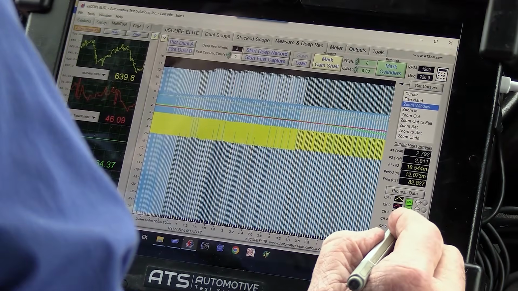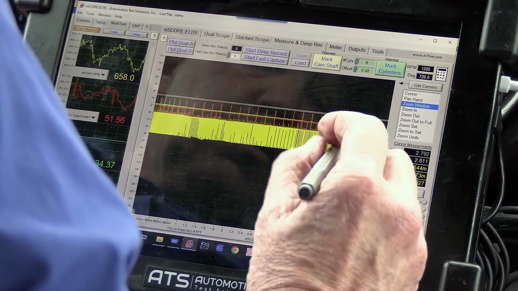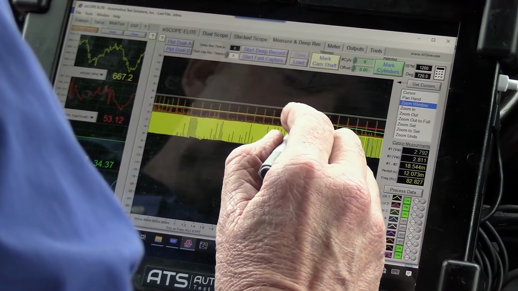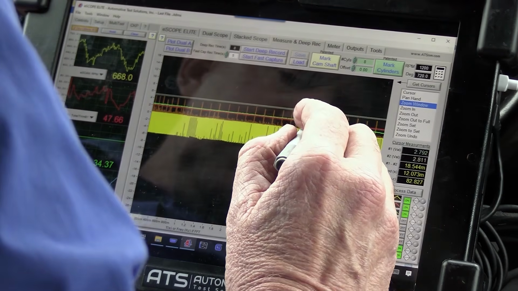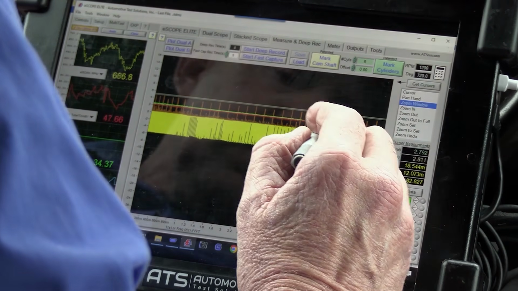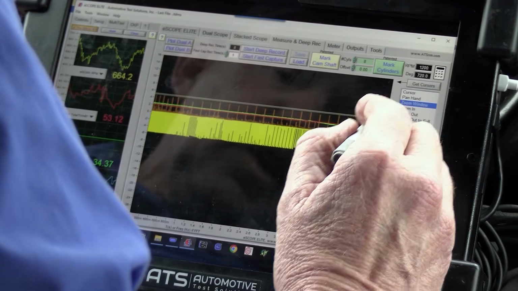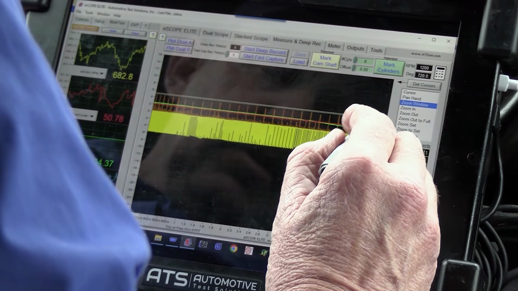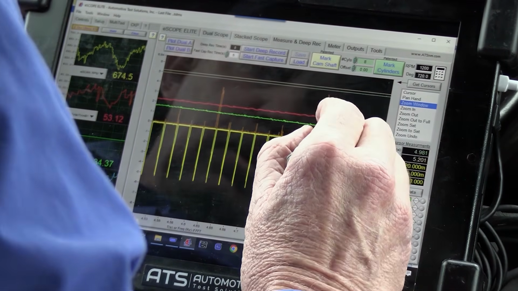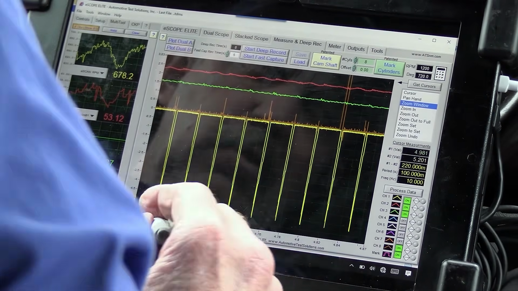Got the data, let's take a look at it. First thing I want to do is shut down some of this data here so we can look at it. Now we can see that the red trace is the low pressure and the green trace is the high pressure, and I can see where the high pressure fell away here, so it's failing over here. So that's where I want to look. I want to come right in here. We want to look at this.